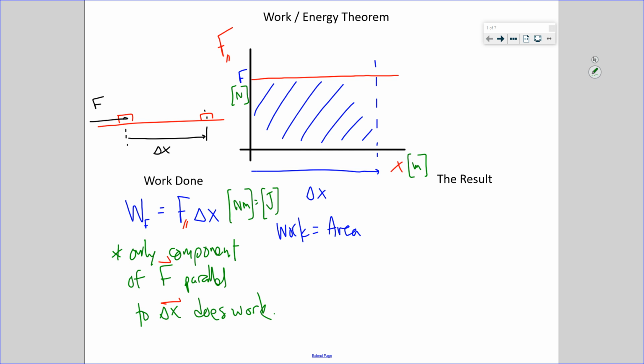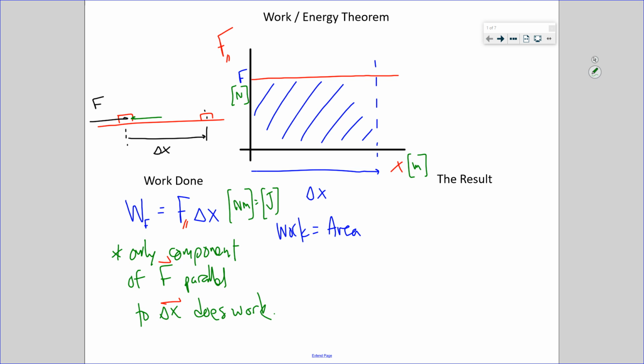Okay? Now, what's the result of doing this work? Well, in this case, if we say that F is the net force, the sum of all the forces acting on this object, what this object will do is speed up. If that is one force acting on this object, and there might be, say, a friction force also acting on this object, well, that frictional interaction can increase the internal energy of both the surface across which this object slides and the object itself.